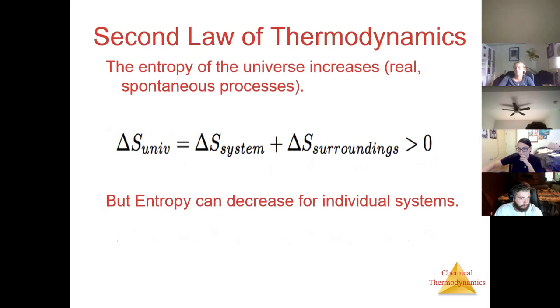What you have to understand is that for individual systems, entropy can decrease if delta S of surroundings is big enough to compensate for it. So I can have a spontaneous reaction if my delta S of the system is negative, but my delta S surroundings is larger and positive to overcome it.